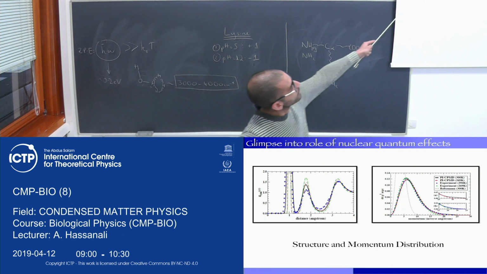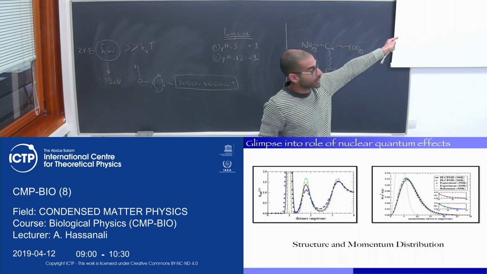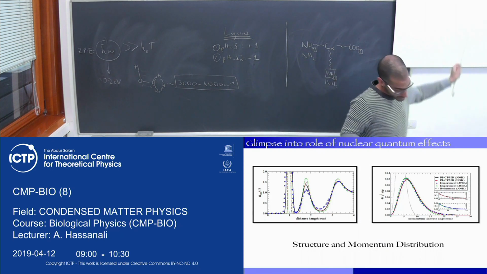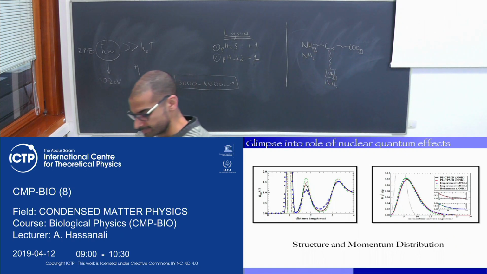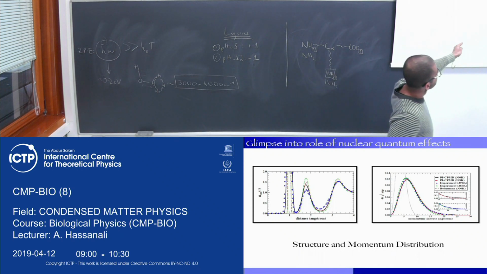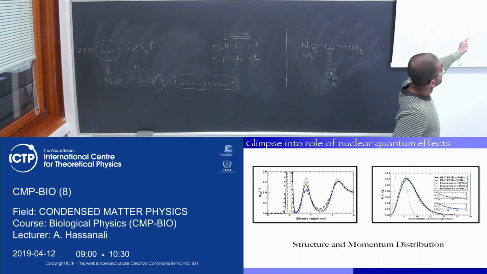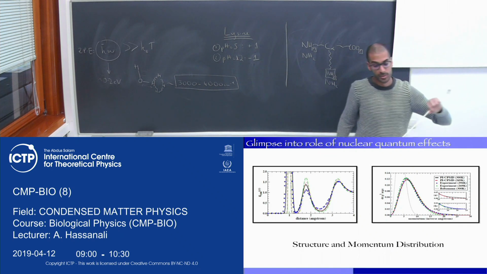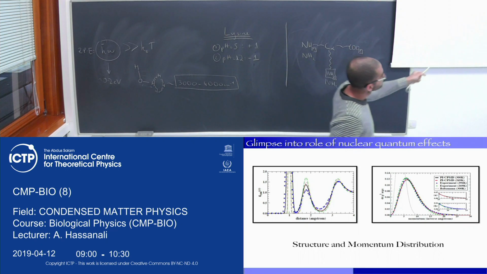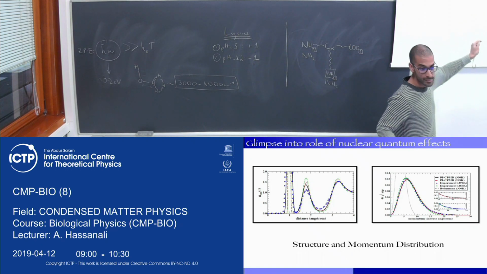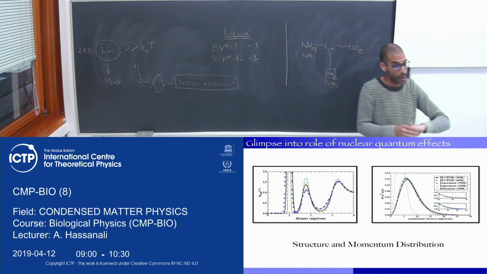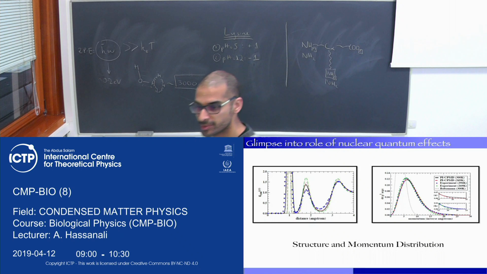So that's one effect of how it's manifested. The other one is in the momentum. In the classical world, the momentum distribution is the Maxwell-Boltzmann distribution. That's this guy. If you look at the proton momentum distribution from the quantum simulation, they are shifted, they're different from the classical Maxwell-Boltzmann distribution.